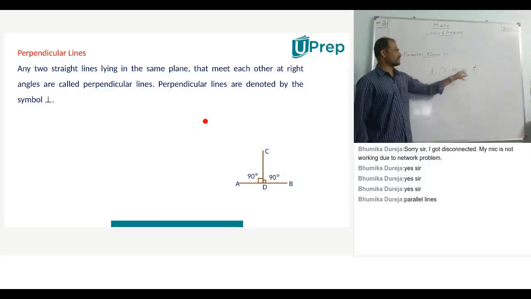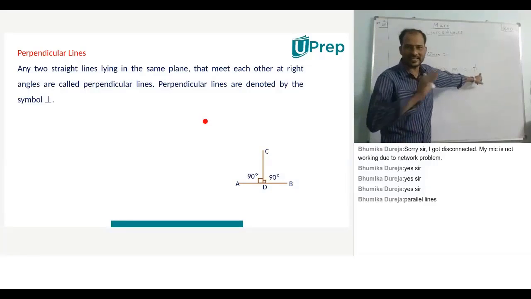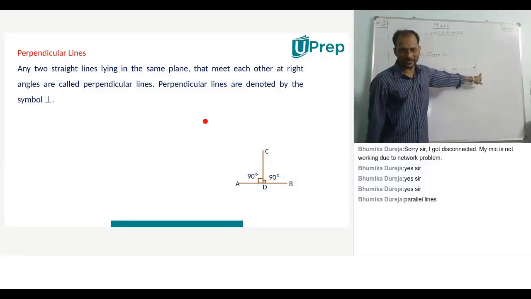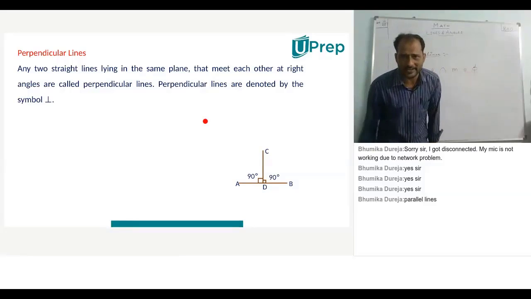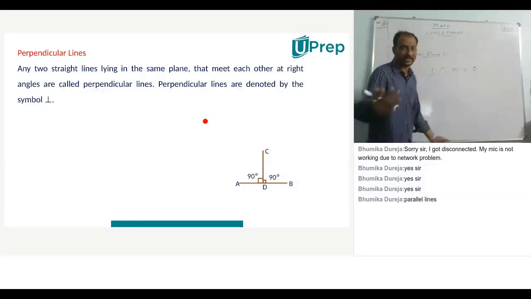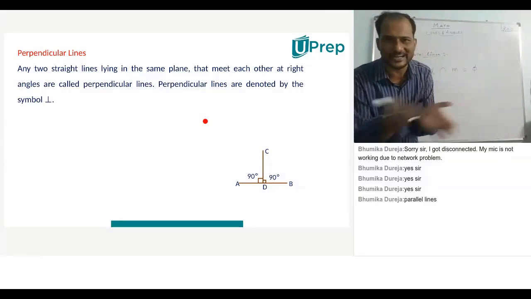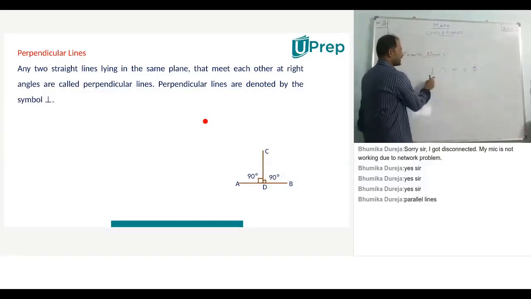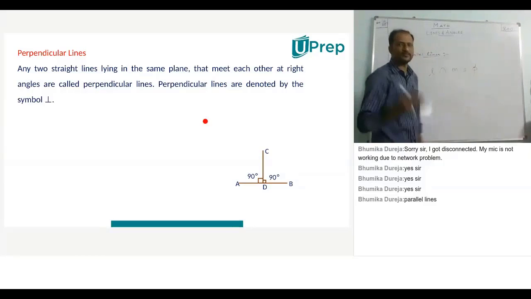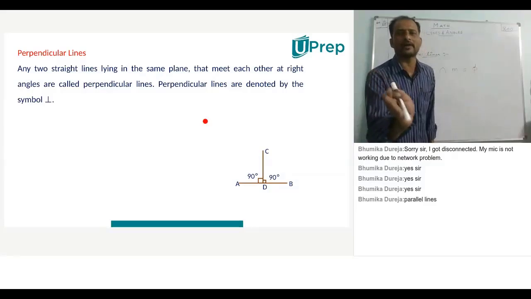L intersection M is equal to null set. Null set means there exists nothing in common. So L and M are lines. Bhumika has already answered. It is lines because they don't have any point in common. So if L intersection M is equal to null set, then L and M are parallel lines.